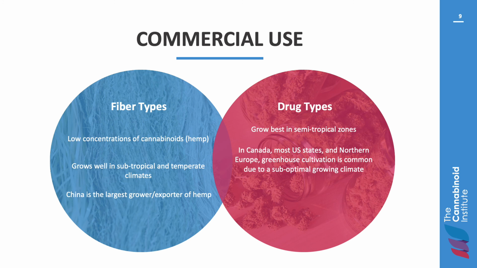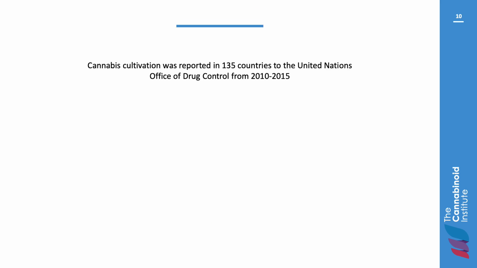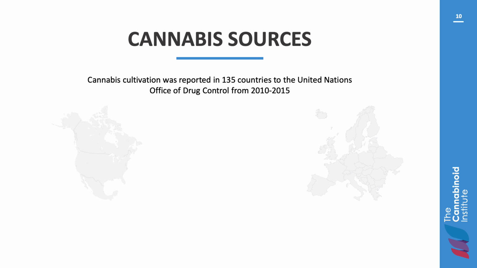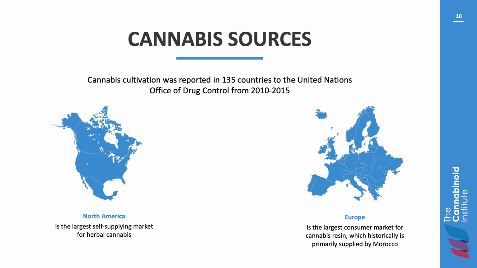Additionally, large-scale eradication efforts in the United States during the height of cannabis prohibition led to increased indoor growing. Cannabis cultivation was reported in 135 countries to the United Nations Office of Drug Control from 2010 to 2015. North America is the largest self-supplying market for herbal cannabis. Europe is the largest consumer market for cannabis resin, which historically has been primarily supplied by Morocco.